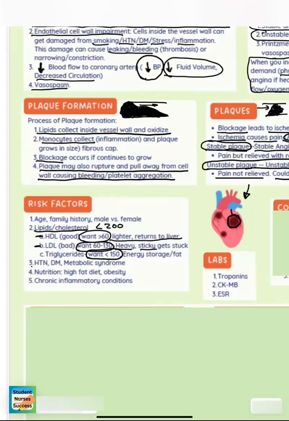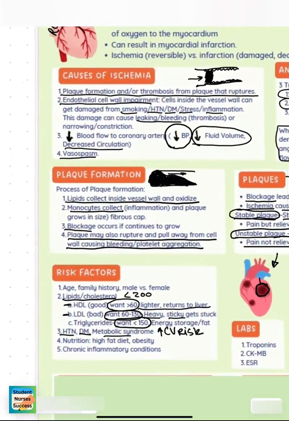Other risk factors include hypertension, diabetes, and something called metabolic syndrome. Metabolic syndrome is a collection of events. It's a collection of increased blood pressure, increased blood sugar, increased waist circumference, and also increased cholesterol levels. We know that that combination increases our cardiovascular risk factors. We know that high blood pressure and diabetes, if we go back up here, causes endothelial cell wall damage, and that is why it is a risk factor.